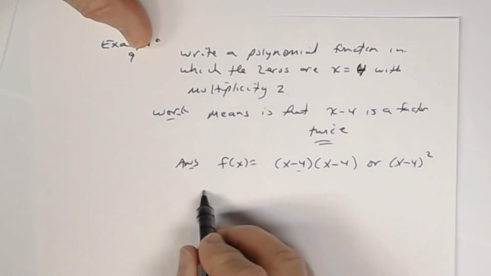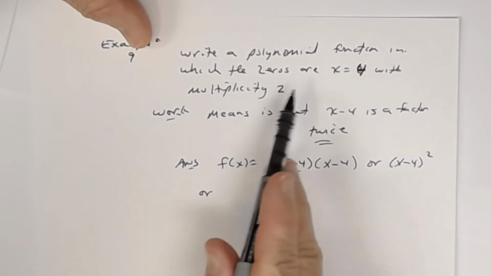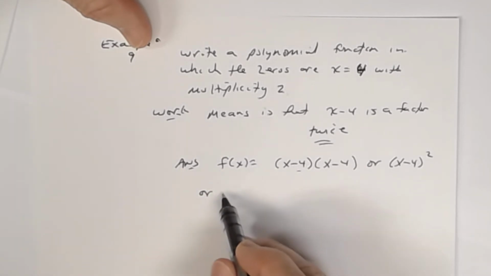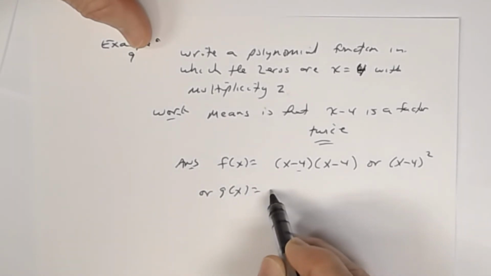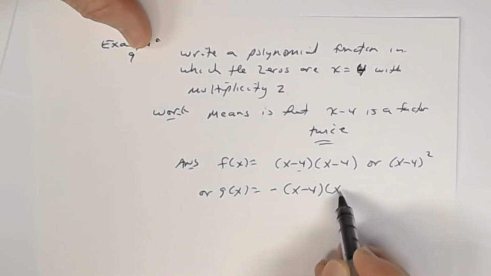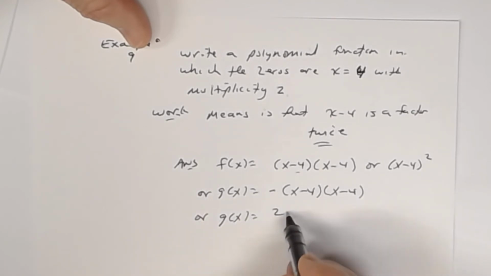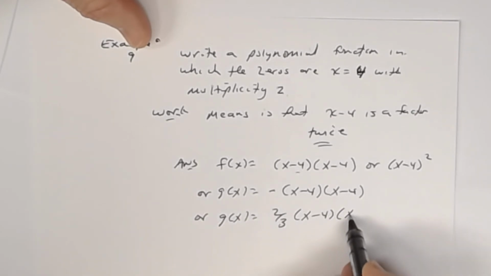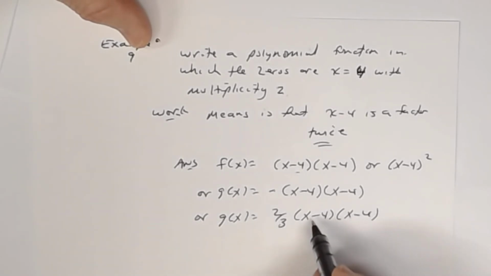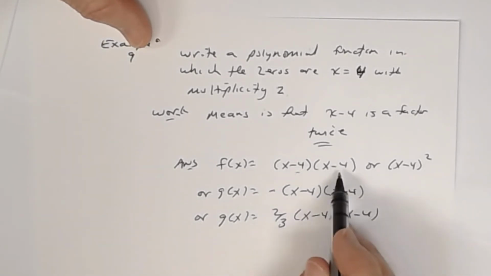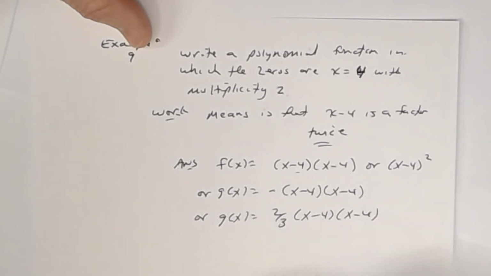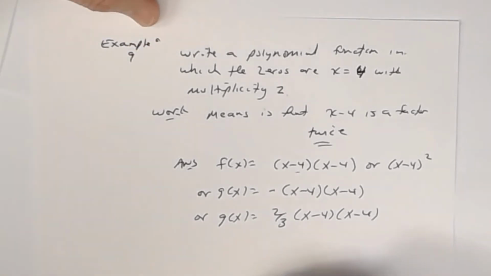Okay? Someone else could have said, now again, I did not indicate the notation to use, so you could have said g of x is equal to negative x minus 4 times x minus 4. Or you could have said g of x was equal to 2/3 times x minus 4 times x minus 4. As long as you all have x minus 4 twice like this, it does not matter what the coefficient is. You'll get the same zeros. The graphs will look different, but they will cross the x-axis at the same place. Okay, that was example 9.